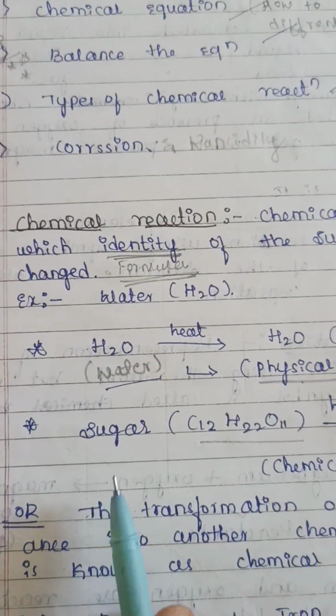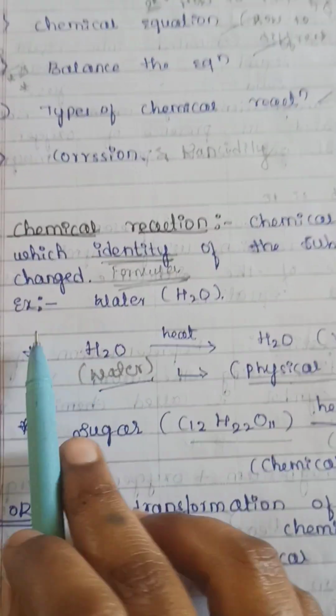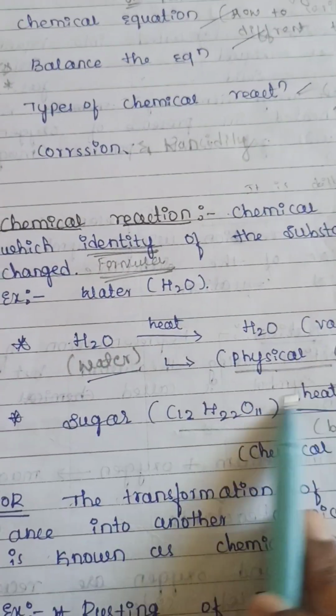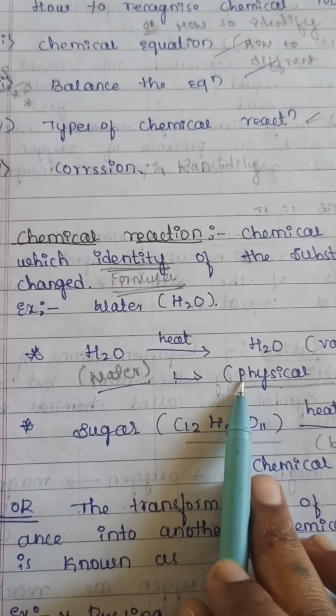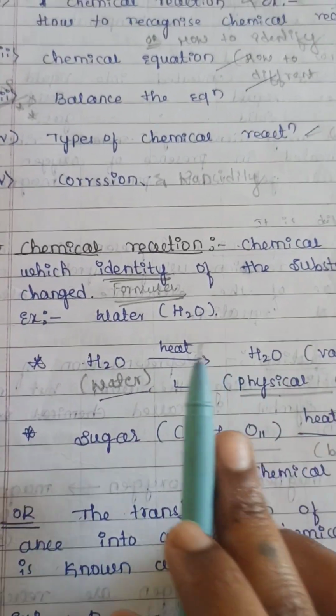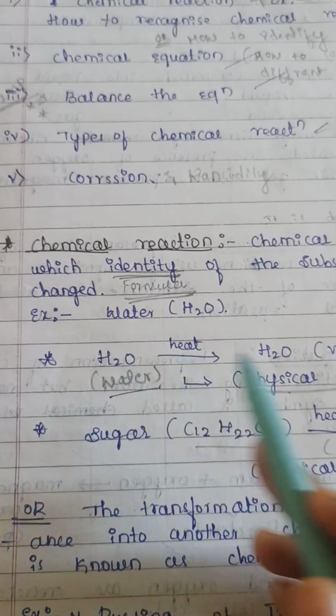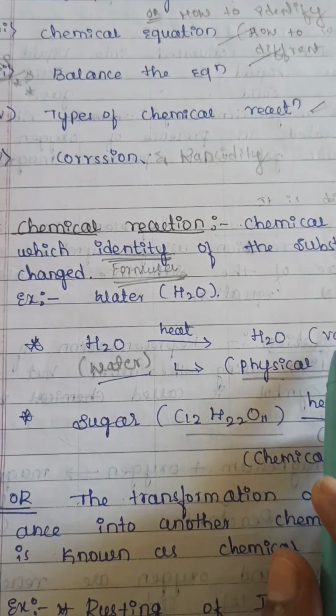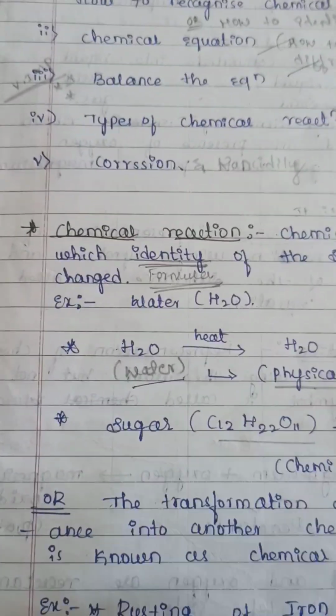See, so the example is what? Ice melting, water turning into vapor. This is not a chemical reaction. This we will call only a physical change. There is no chemical change here. Water is converted into water vapor, it is a physical change. No chemical change has happened here.